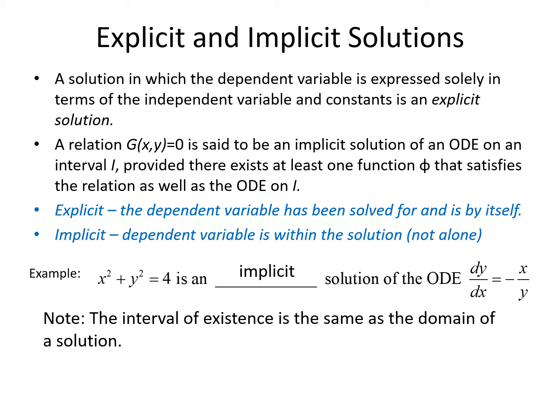All right. Note that the interval of existence for a solution is going to be the same thing as the domain of that solution. You should also note that if you have x squared plus y squared equals 4, even though that's an implicit solution, we could use algebra to solve for y and obtain an explicit solution if we needed. Now, typically that's not going to be necessary when you have an implicit solution. That's all that you need. But if the question specifically asks for an explicit solution, note that you should be able to solve for y.